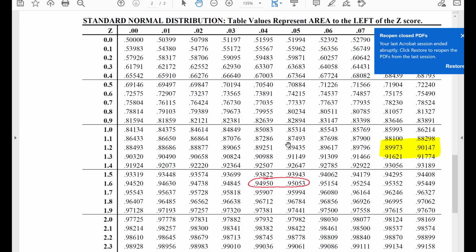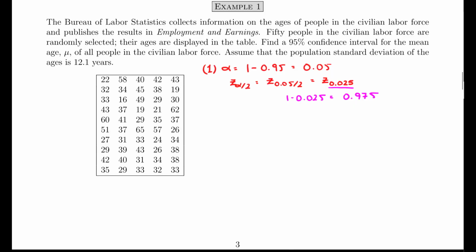Pull it up here. 0.975 is going to be right here exactly. So that is 1.96. Go back over here and we get that z sub alpha over 2 is equal to 1.96. So we need to make sure we remember that value.